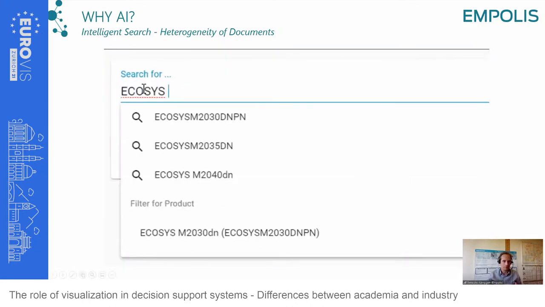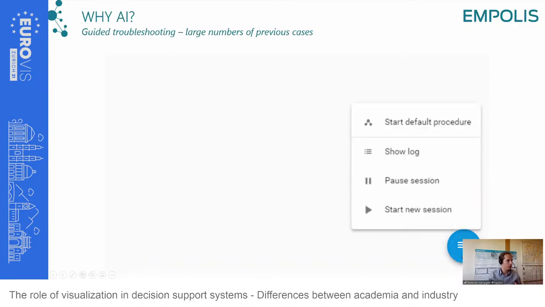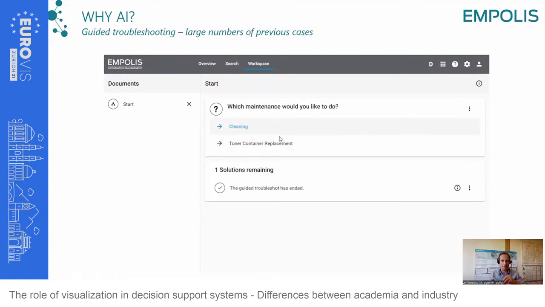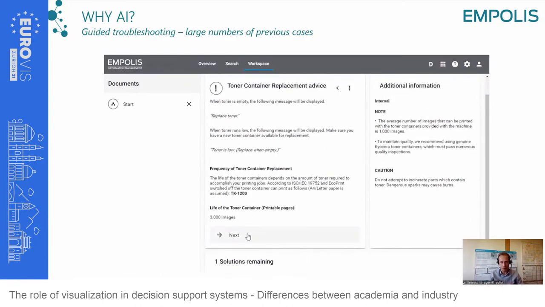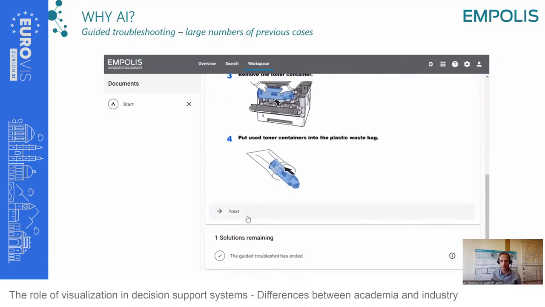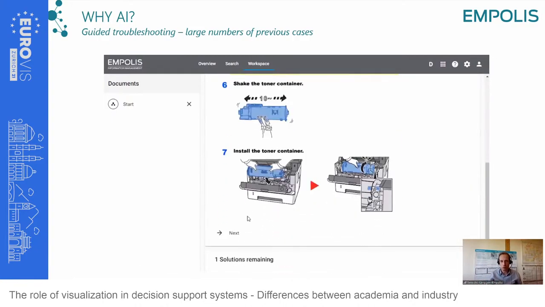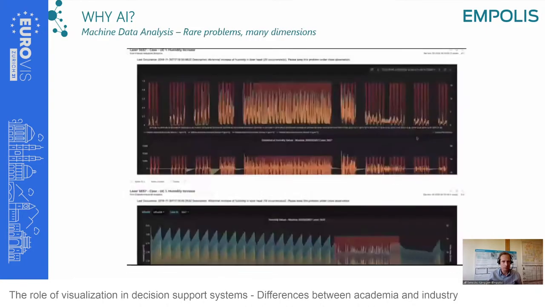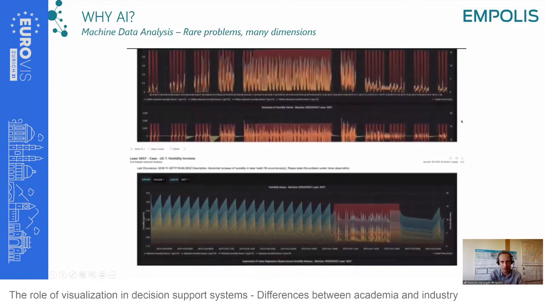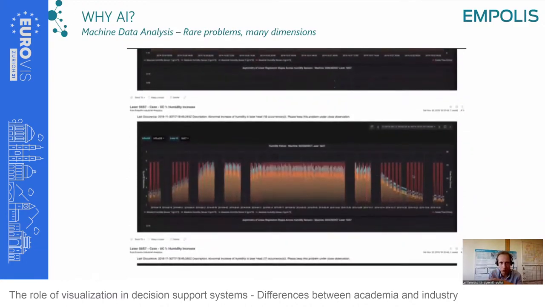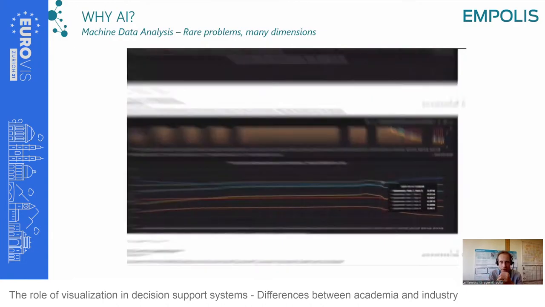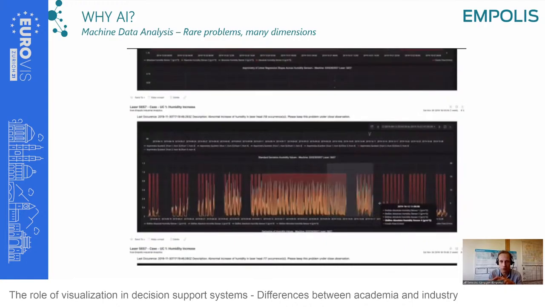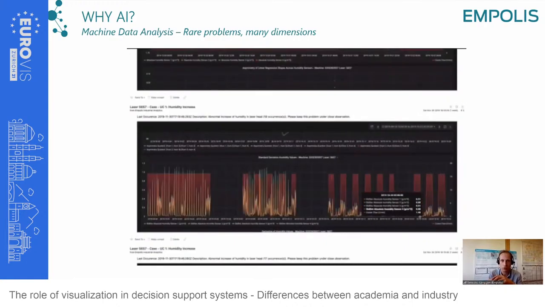Another example, guided troubleshooting. This means that you would get questions. You don't need to look for something, to search for something, but rather you get questions by the system to guide you through your problem until your solution. Or of course, machine data analysis. This is again one of the problems with rare problems, many dimensions. And what can you do there? One of the things that you can do is actually exploration. So allow explorative analysis through sensor data, allow the user to look through the data.